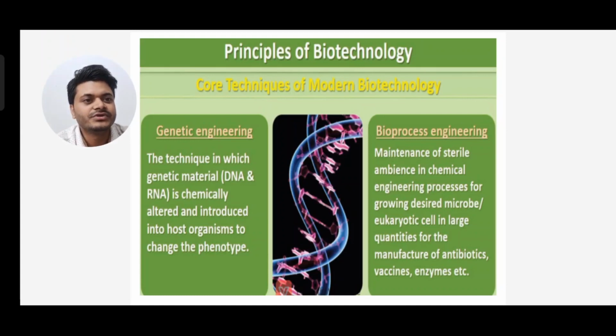Next is bioprocess engineering. So maintenance of sterile ambience in chemical engineering processes for growing desired microbes, that is eukaryotic cell, in large quantities for manufacture of antibiotics, vaccines and enzymes. Okay, so bioprocess engineering is used for manufacture of antibiotics, enzymes and vaccines.